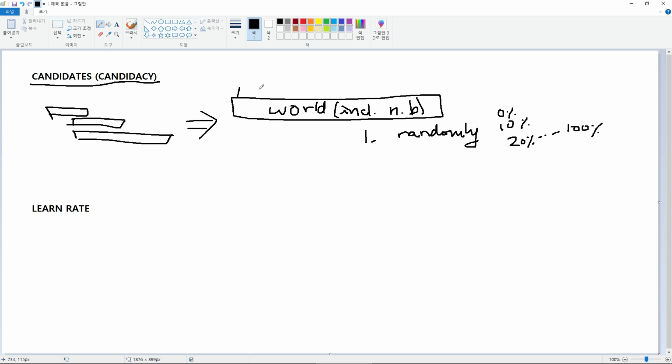So every entity within the world at that point in time, within that generation, would have the same chance of being picked. So in terms of weights, that would be a uniform weight. The weights would be a uniform distribution.